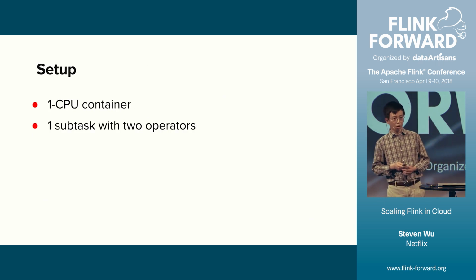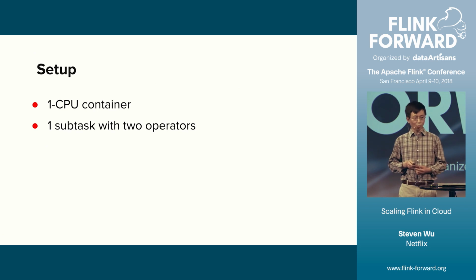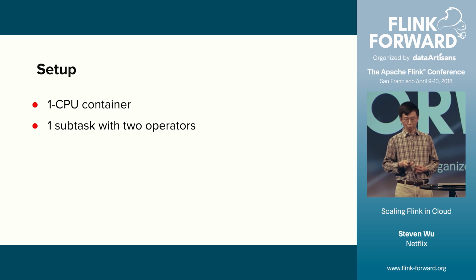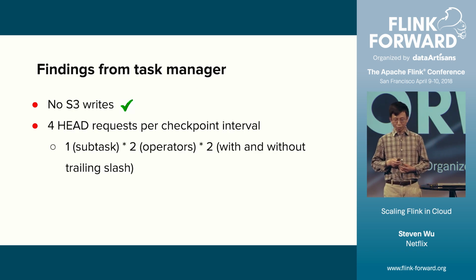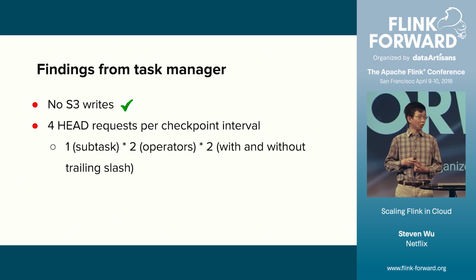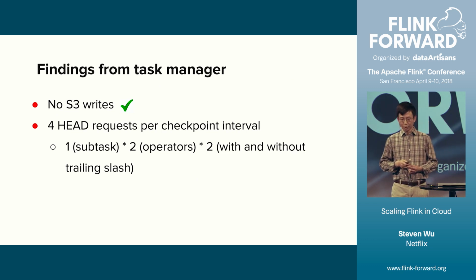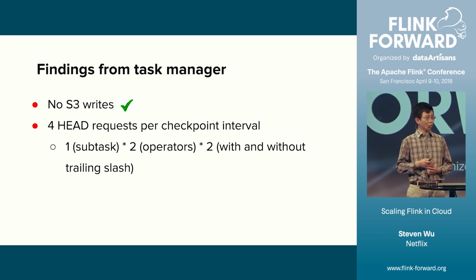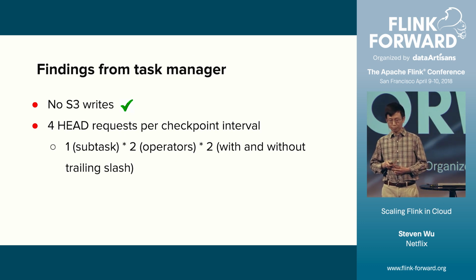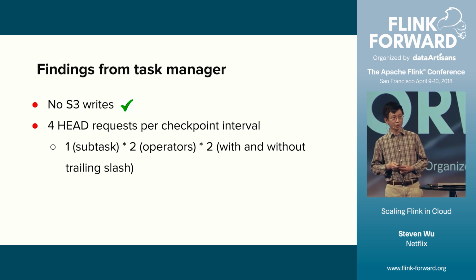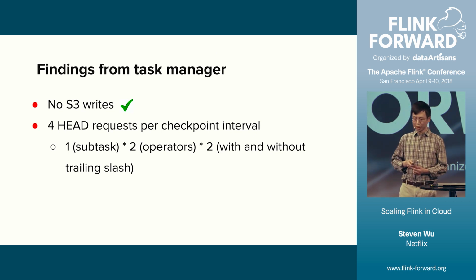So we ran this BTrace on a 1 CPU task manager. It has 1 subtask with 2 operators, source and sink. So it's very simple. Here are the findings from BTrace. We confirm that there are no S3 writes from the task manager anymore. That's exactly what we hoped for out of the memory threshold, so that's working great. Second, we found 4 metadata requests per checkpoint cycle. Remember, this task manager has 1 subtask and 2 operators, and each operator makes 2 metadata requests, with and without the trailing slash.